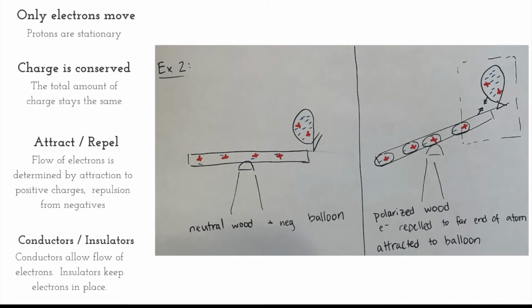For attract and repel, the electrons in the wood were repelled left because they were repelled away from the negative balloon. Finally, this gets the conductor-insulator point because it shows the wood as an insulator. Because the wood is an insulator, the electrons moved left, but they didn't fully dissociate from their proton buddies. The electrons stayed within the atom because it's an insulator, but did repel away from the nearby negative charge. So this one we got all 4 points.